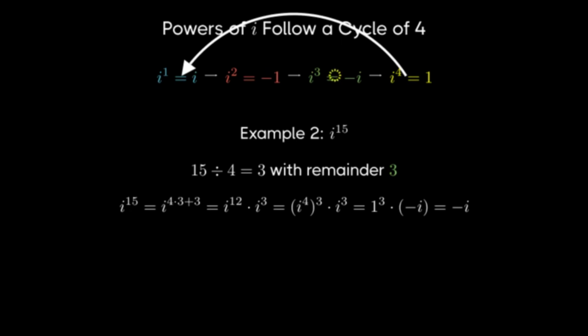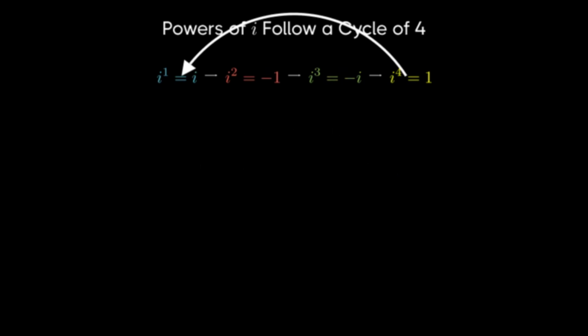This equals i to the 12th times i to the 3rd. Since i to the 12th is the same as i to the 4th cubed, which is 1 cubed or just 1, we multiply 1 by i to the 3rd power, -i, giving us -i as our answer. Once again, the remainder of 3 directs us to the 3rd position in our cycle, which is -i. Notice that i to the 15th and i to the 7th have the same value, as both exponents leave the same remainder when divided by 4.